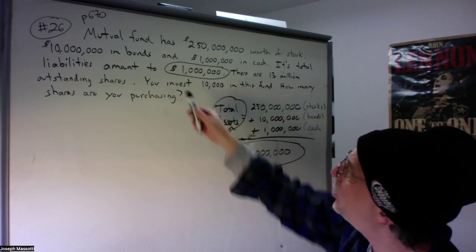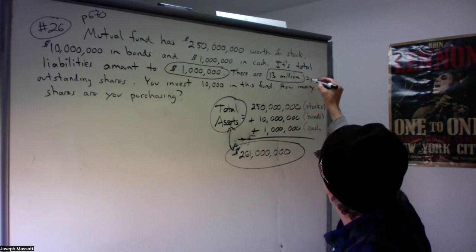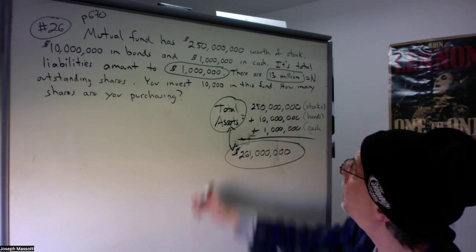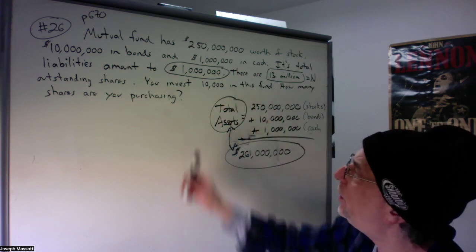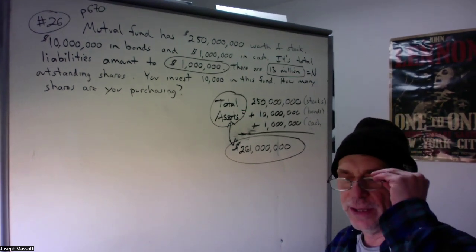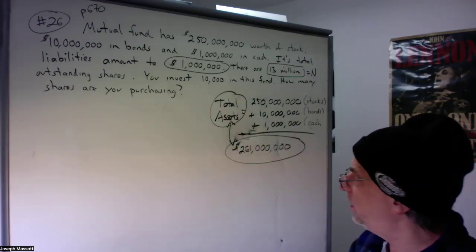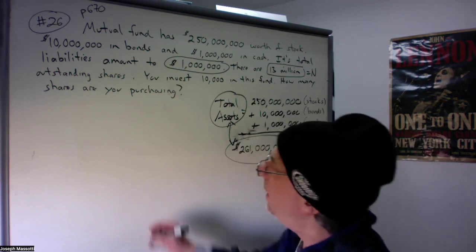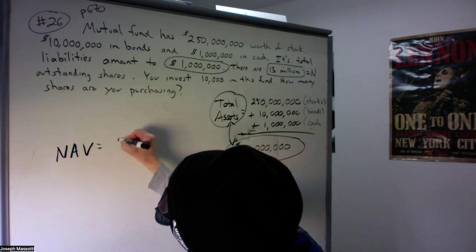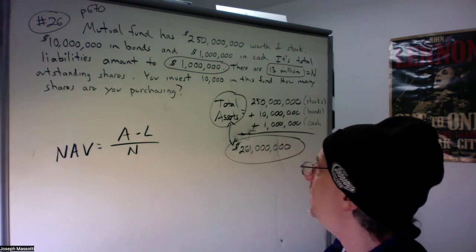There are 13 million shares outstanding. That's our N in the net asset value function. And we want to invest $10,000 in this fund. How many shares are we going to be purchasing? So the idea here is first, we're going to find the net asset value, and then we're going to see how many of those we can get for $10,000. So once again, we're looking at that net asset value function: assets minus liabilities over number of shares outstanding.